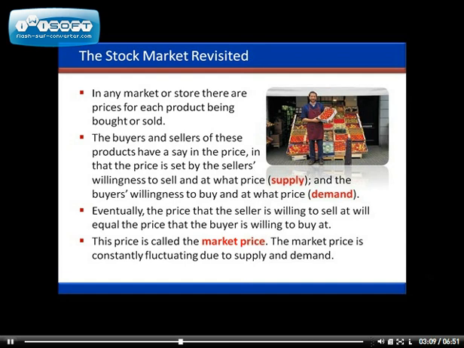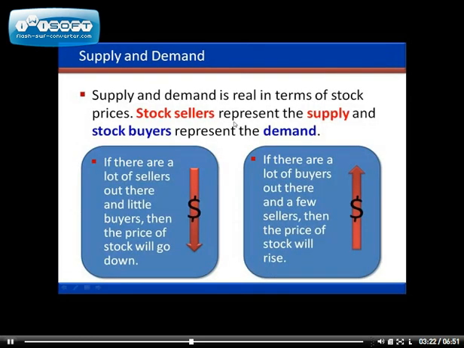Supply and demand happens all day, every day. It's a part of your life. And it's no different from being in the stock market. Supply and demand is real in terms of stock prices. Stock sellers represent the supply, and stock buyers represent the demand.